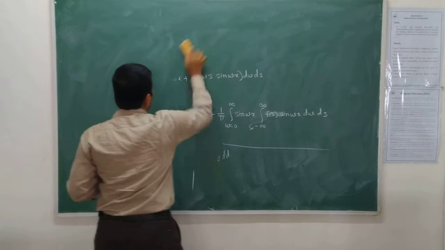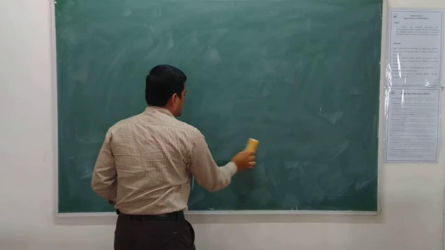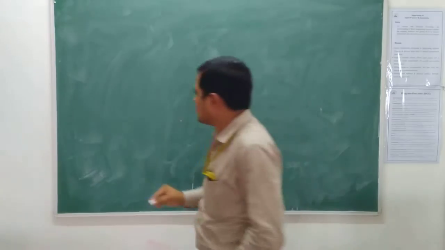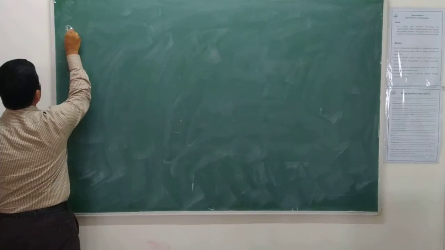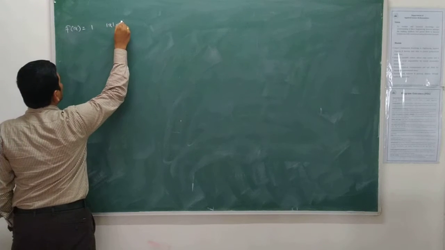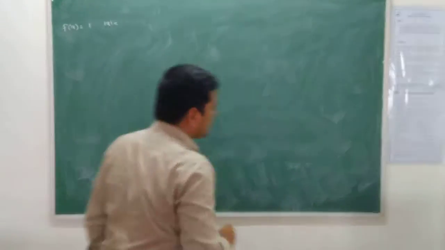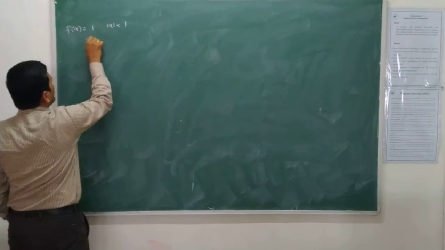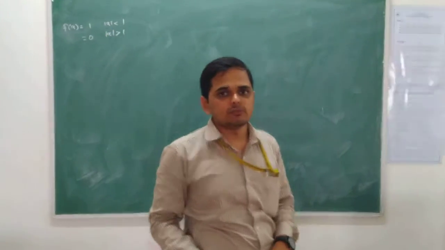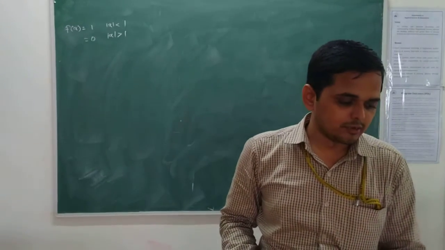We are interested in solving a problem to represent the given function as a Fourier integral. The question is, express the given function f of x equal to 1 for mod x less than 1 and equal to 0 for mod x greater than 1. For this particular function we have to represent it in the form of a Fourier integral.